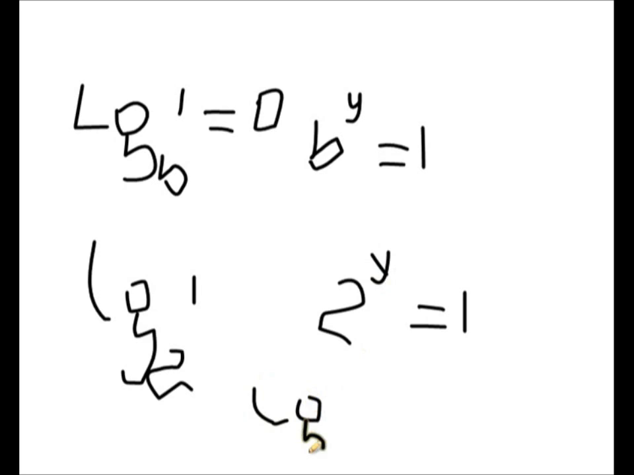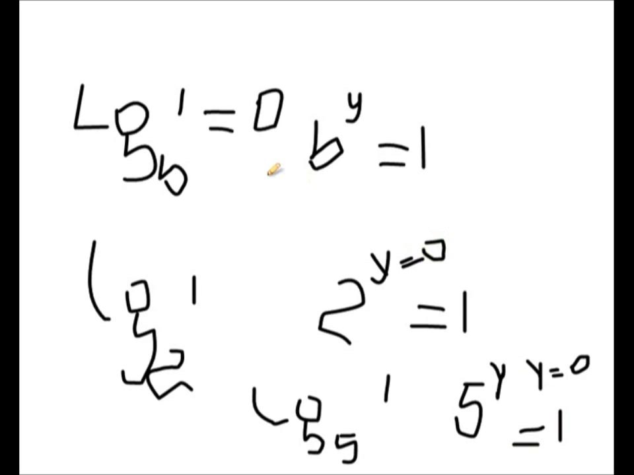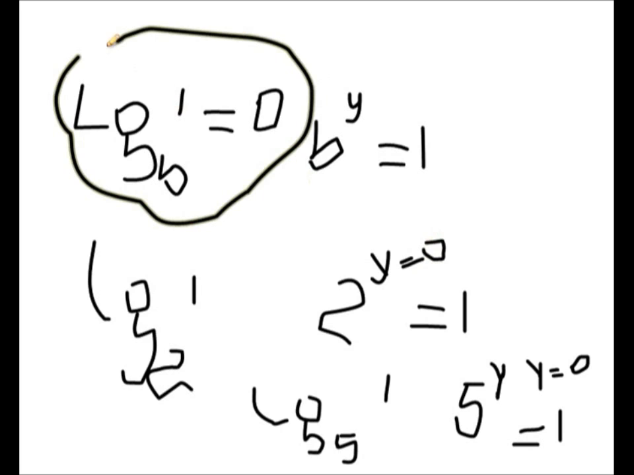Let's say log base 5 of 1. I'm trying to figure out what exponent, such that 5 to the power of y gives me 1. Here also y equals 0. So remember, whatever the base, log of 1 is always going to be 0.